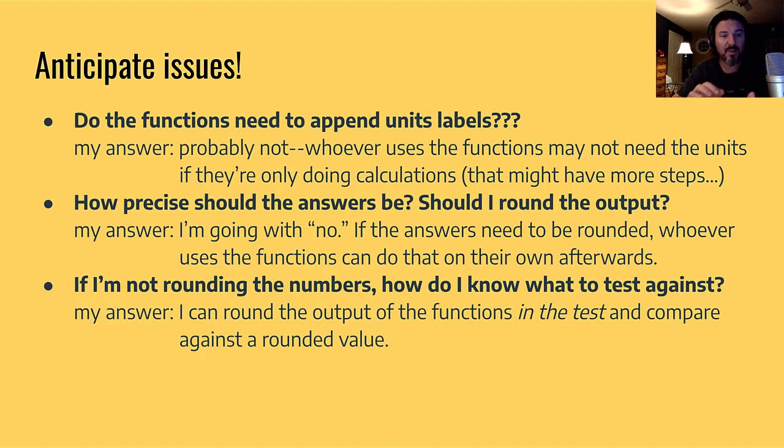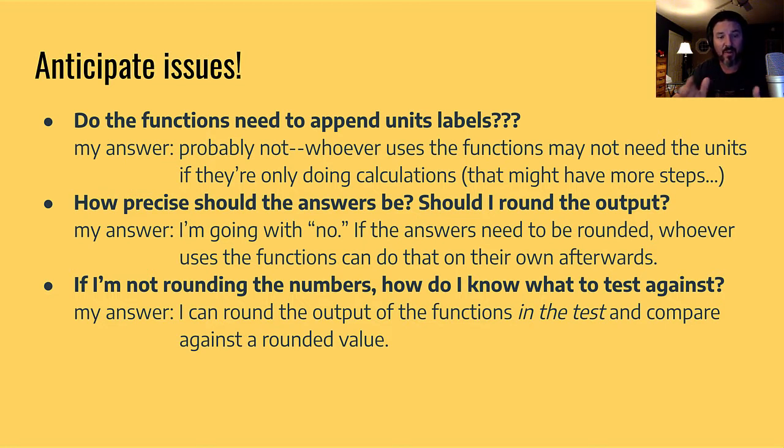Second question that came up is, well, then how precise should the answers be? Should I round the output? And the problem here is you don't know how much precision the person who will be using your equations is going to need, right? If somebody's doing this for something like an online calculator, probably they don't need a huge number of decimal places. But if they're doing science and they want to be as precise as possible, if you round these values before you send it back to them, that could hurt the work that they're doing. So I'm going to go with no. If somebody really wants a rounded value, they can round it afterwards.